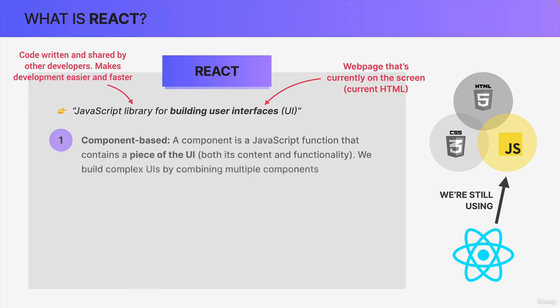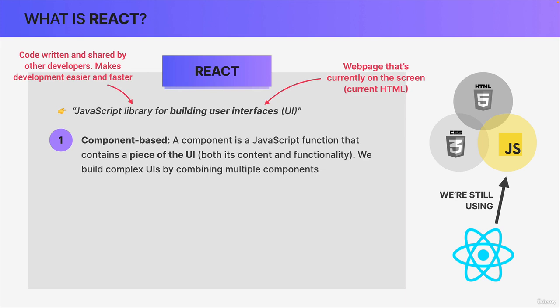So first, component-based means that components are the building blocks of any React application. Now, in React, a component is simply a JavaScript function that contains a piece of the user interface. And a component actually contains both the content of that piece of UI, so basically some HTML, and also the functionality, so things like dynamic effects. Then, in order to build a complete and complex user interface, we simply combine many components into one application.